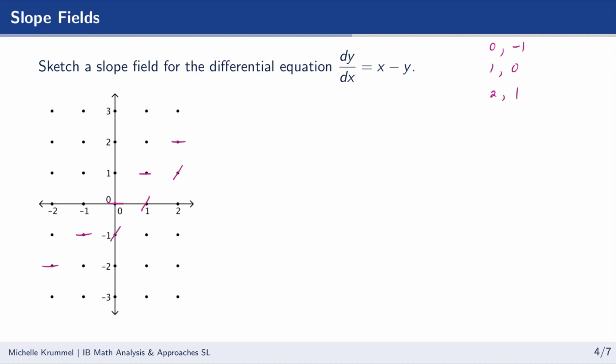Now I can see a pattern. This is along the diagonal here. I didn't draw that one terribly well. There and there, like so.